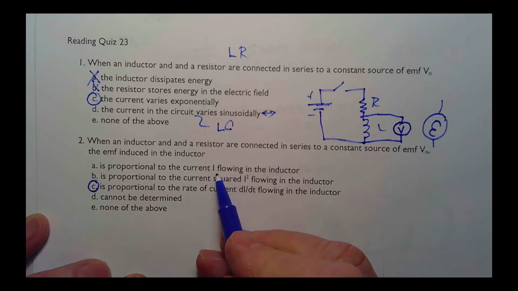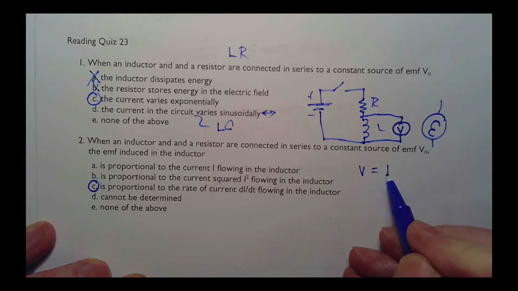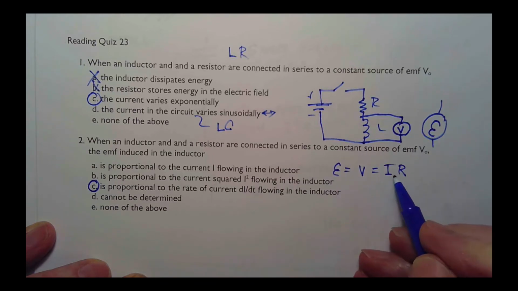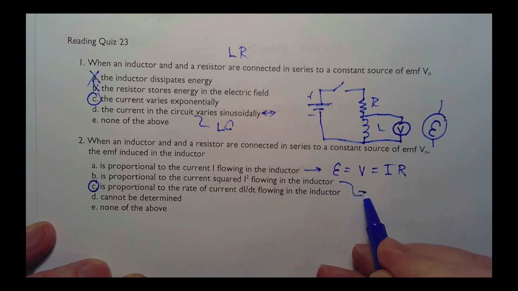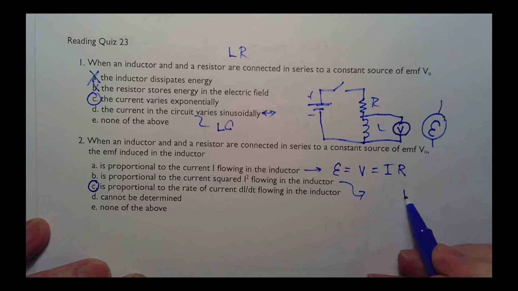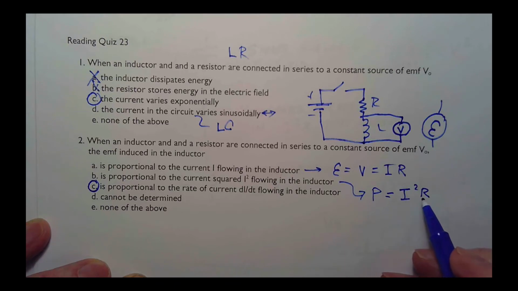If I ask you what has an EMF proportional to current, well, that would be Ohm's law. That would be V equals I times R. Epsilon equals V equals IR. That's for a resistor. That's for this one. What would this one be? Well, that's just a silly nonsense question. So I want to know something that's proportional to I squared. Well, you know something that's proportional to I squared, but it's for a resistor, and it's not the EMF, it's the power. Power is I squared R.